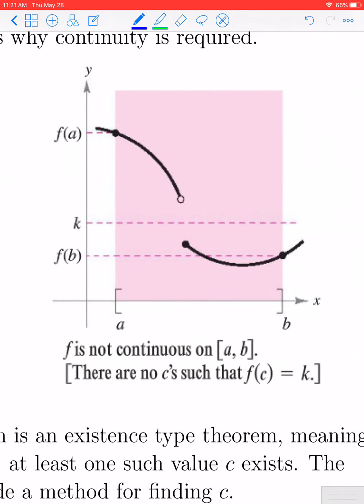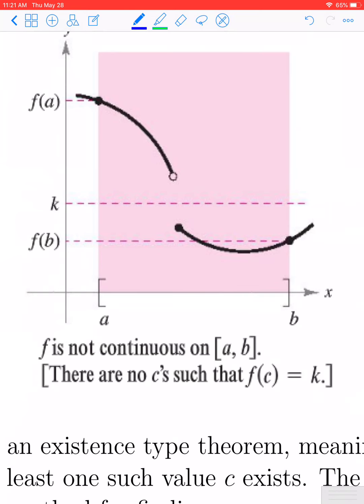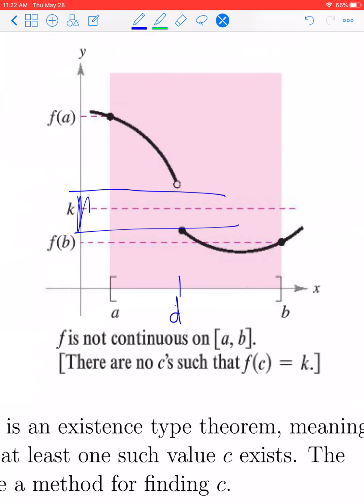Notice that this result does not hold if the function is discontinuous on the closed interval. So here, if you look at this particular function on the closed interval a to b, it has a jump discontinuity at, let me call this d. So at d, the function has a jump discontinuity, and in particular, there are places where this function is going to miss a whole range of values because of that jump discontinuity. So be aware that in order to apply the intermediate value theorem, it's the property of a continuous function on a closed interval.